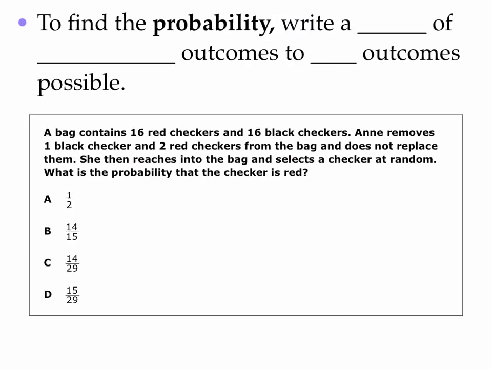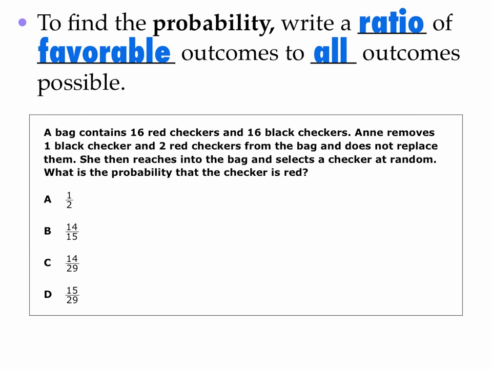To find the probability, you're going to write a ratio of favorable outcomes, or what you want to happen, to all outcomes possible. An example of this says a bag contains 16 red checkers and 16 black checkers. Anne removes 1 black checker and 2 red checkers from the bag and does not replace them. That's really important that she does not replace them. She then reaches into the bag and selects a checker at random. What is the probability that her checker is red?